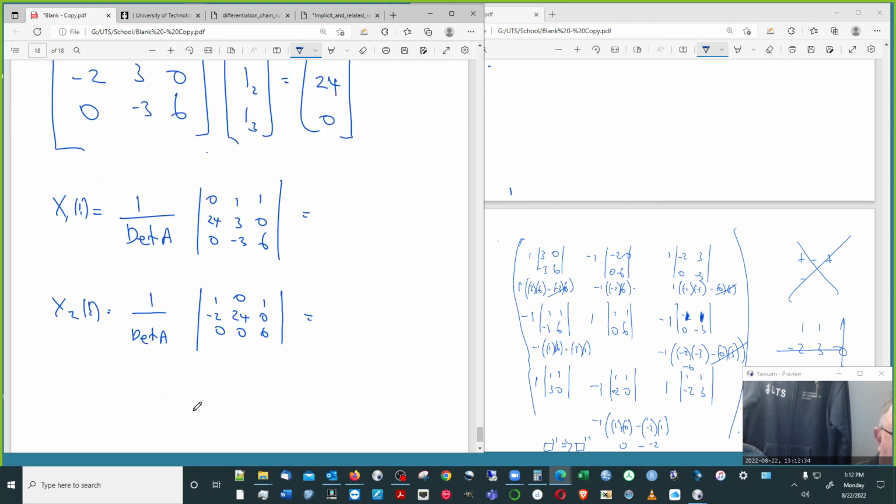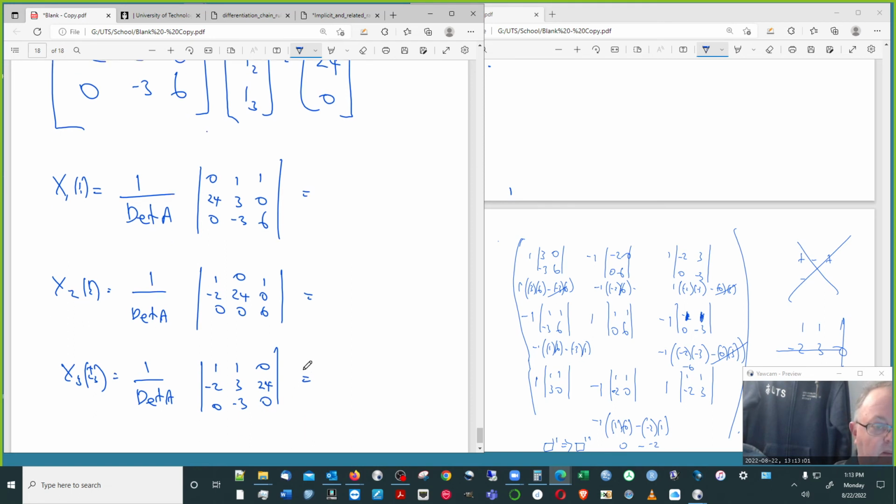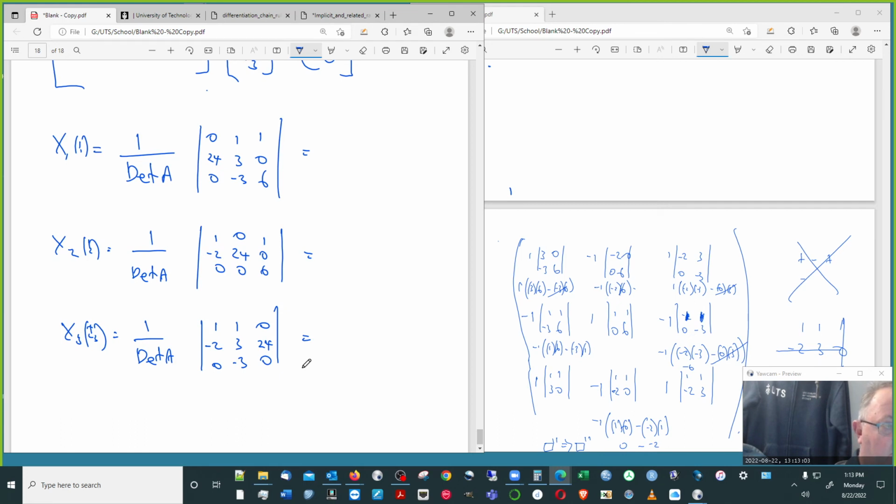And finally you'll get x3, which in this case is I3. And you do the determinant for 1, and this time you put the constants in here. Okay, so there's a little bit of work to do. Then you've just got to pick which one to go down to do your determinants.